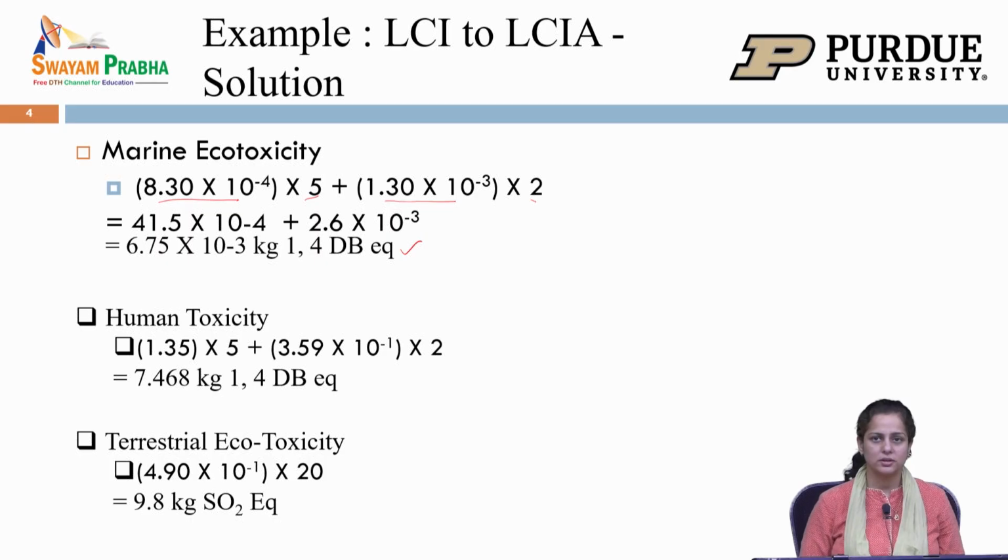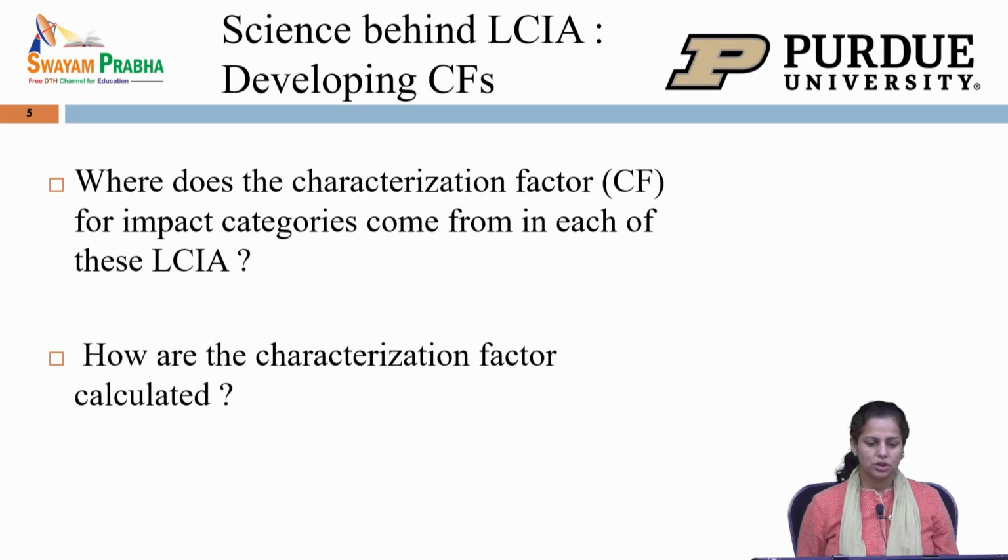So, you have to look at the right characterization factor for terrestrial ecotoxicity. This is a simple example of how you can convert your LCI into life cycle impact assessment. For most of the software, this is done automatically, but if you are dealing with some new chemicals and you have new characterization factors, you can do it manually. So, let us go further into the theory.